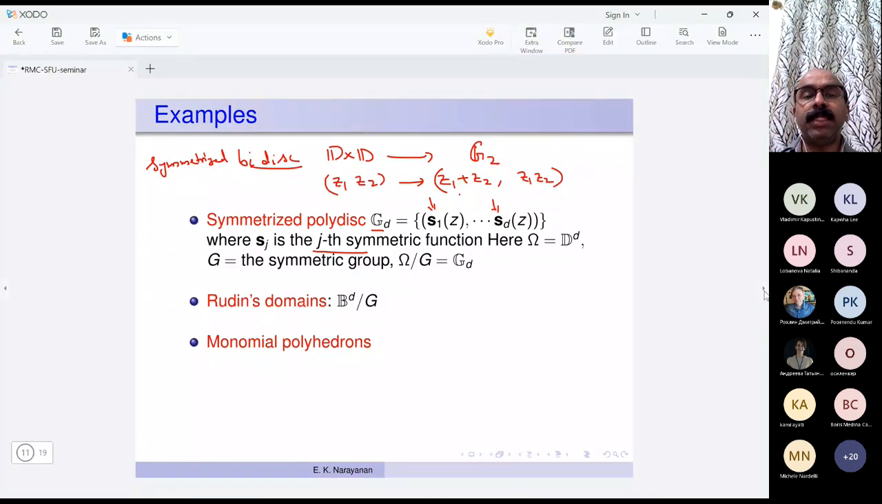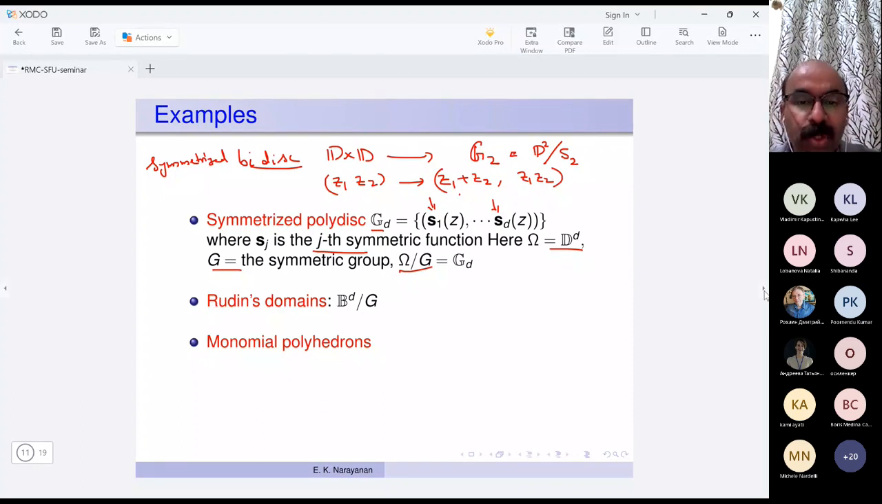So this G^d can be realized as Ω/G, where Ω is the polydisk and G is the symmetric group. In particular, G_2 is D^2, the bidisk, quotiented by S_2. So that is what one can do. That is one prominent example which figures in complex analysis, some geometry, operator theory, and so on.